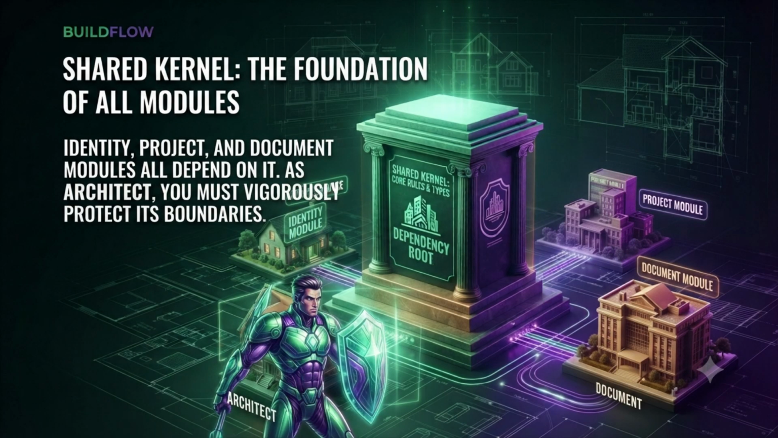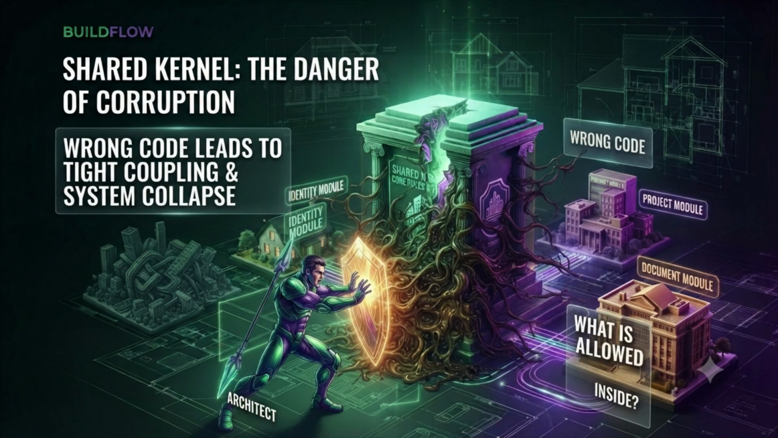Every module we create later, such as Identity, Project, or Document, will depend on the rules defined here. As the software architect of the project, you must rigorously protect the boundaries of the SharedKernel. If you put the wrong code here, your system will collapse and turn into tightly coupled, complex code.